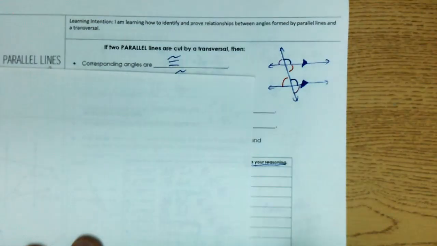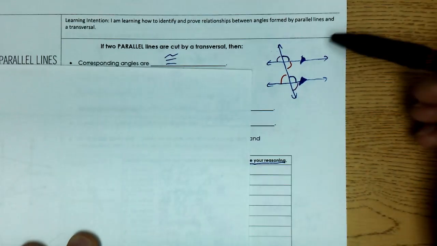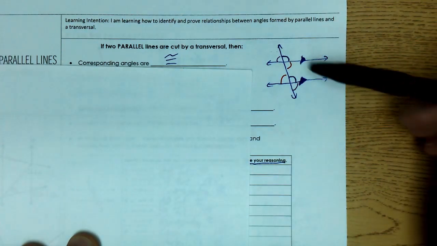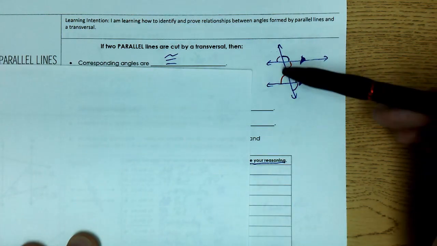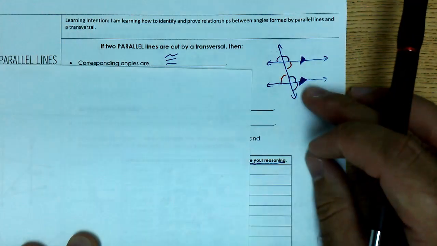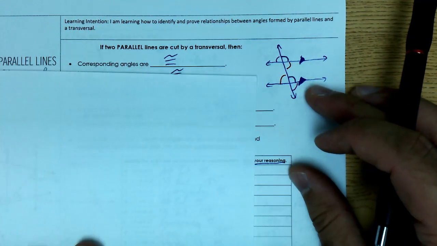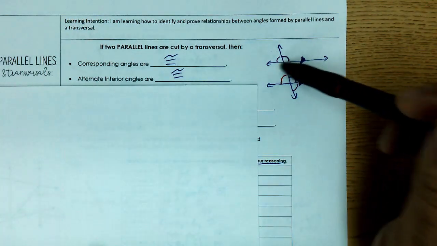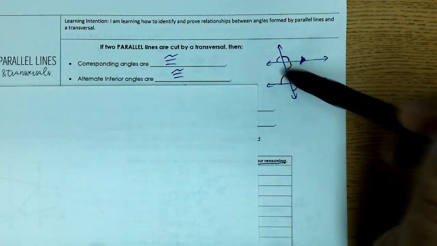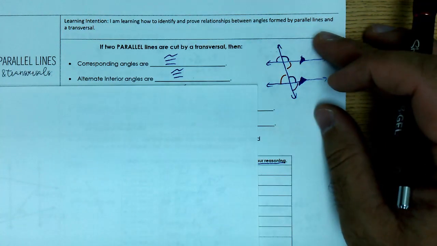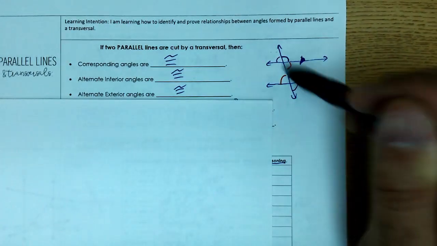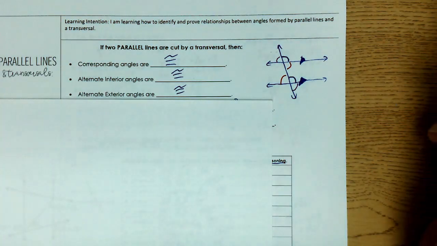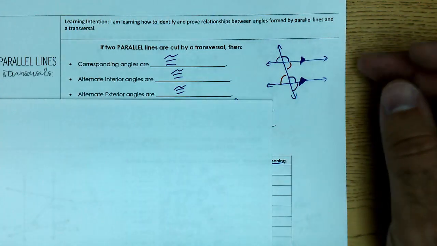Corresponding angles are congruent. Again, top right is the same. Top left is the same. Bottom right is the same. Bottom left is the same. Okay. Alternate interior. So alternates on the inside are also congruent. Alternate exterior. Outside to outside, left to right are congruent. Are you seeing a pattern?